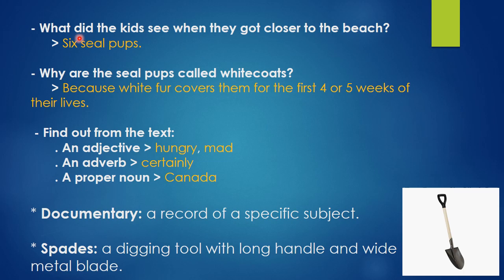Alright, so what did the kids see when they got closer to the beach? They saw 6 seal pups. Why are the seal pups called white coats? As I said before, because white fur covers them for the first 4 or 5 weeks of their lives. Okay, so find out from the text an adjective. There is hungry, there is mad, there is more. You can find more on your own. An adverb, certainly. Proper noun, Canada.